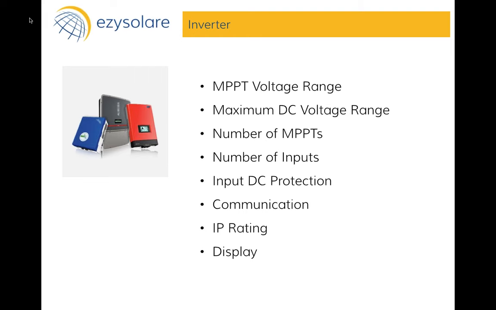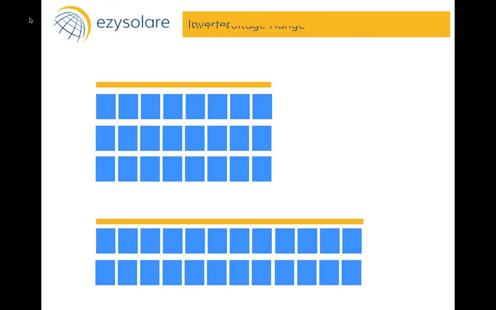Coming next to the inverter. Now, there are multiple factors which should affect the choice of inverter in a solar power plant. The first factor is the MPPT voltage range. What does this voltage range basically mean? Let me just graphically tell you what this means.